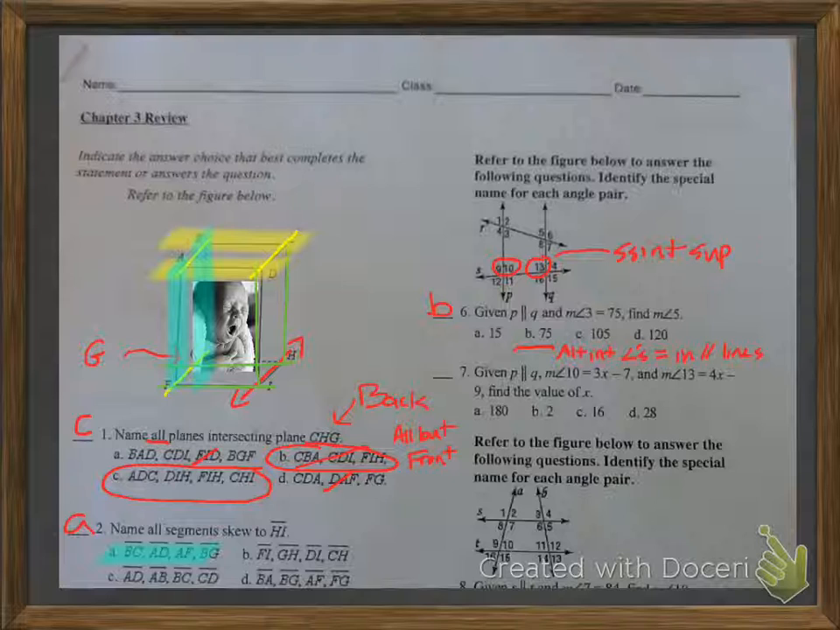Next is 10 and 13 and number 7. Now those are same side interior angles, and those are supplementary. So we want to set those, add them up and set them equal to 180. Solve, so I did a little solving there. 3x and 4x make 7x. Add 16 to both sides, and you've got 7x is 196. Divide by 7, you get 28. So that gives us answer choice D.